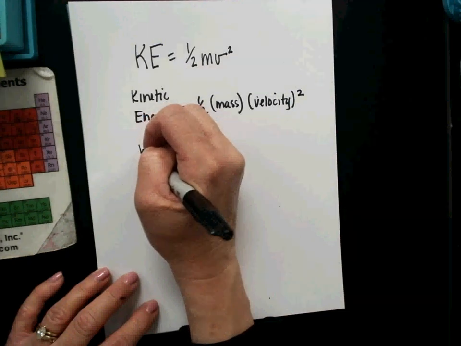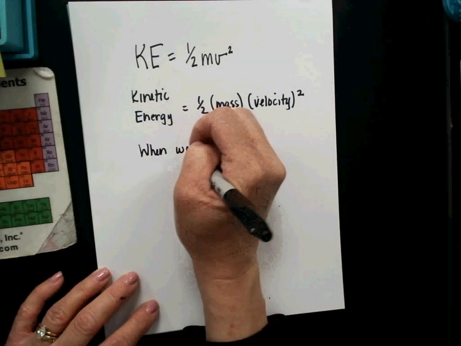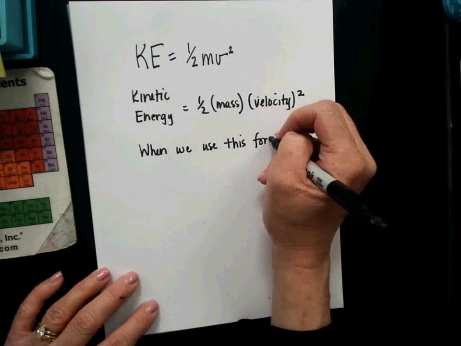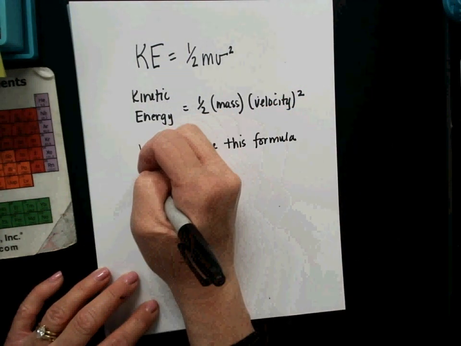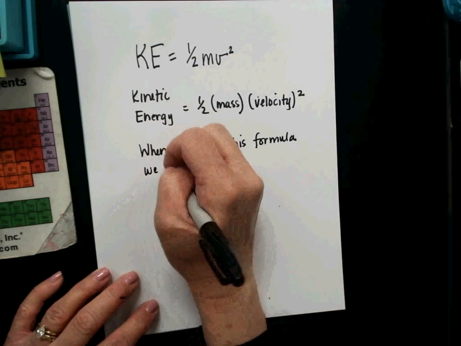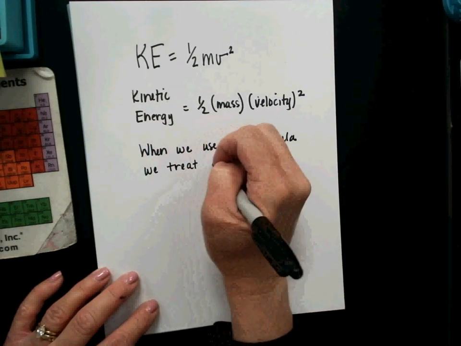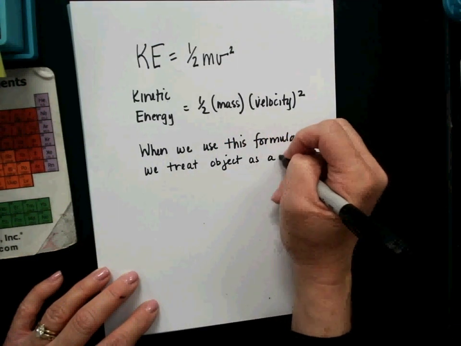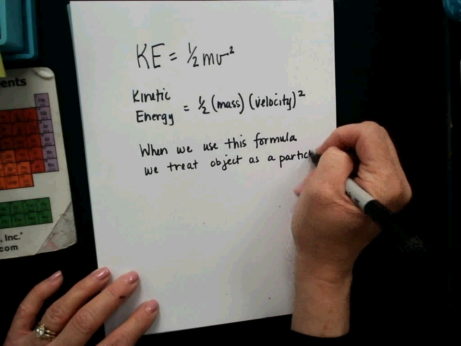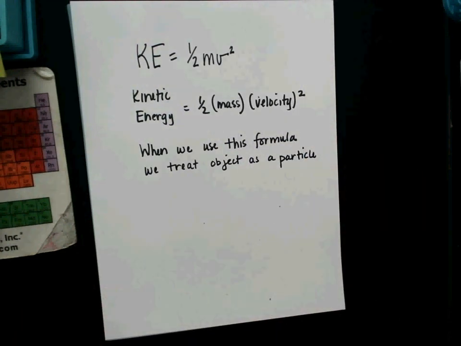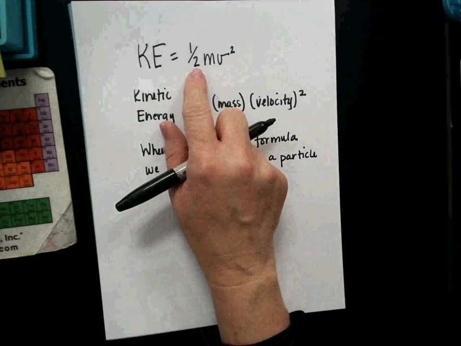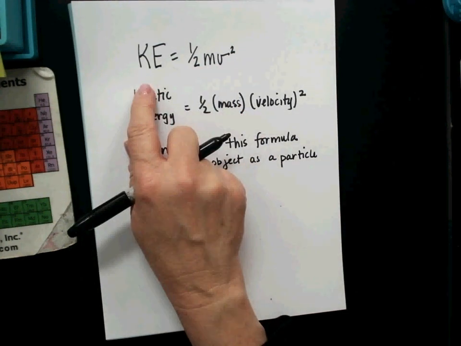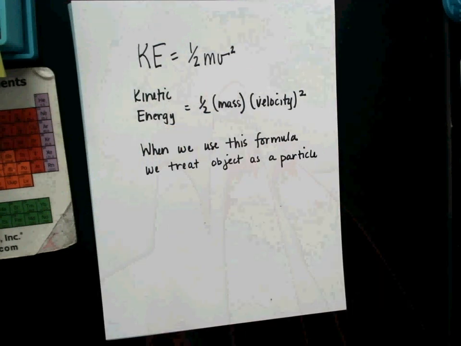When we use this formula, we treat the object as a particle. Doesn't matter how big or how little it is. This 1/2 mv squared was originally figured out using atoms, and that's why we say we treat the object as a particle.